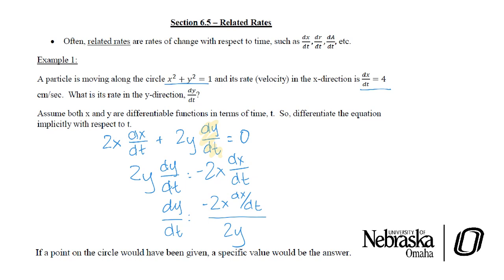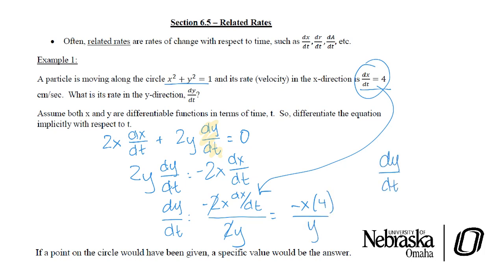Now, we can cancel these 2's, and we can plug in dx/dt instead of trying to simplify it. So we would get negative x times 4 divided by y. So finally, dy/dt equals negative 4x over y. And of course, x and y are still left, and that's totally fine. Okay, so our change in y with respect to t depends on where we are in the circle. Okay, so if a point on the circle had been given, a specific value would be the answer.